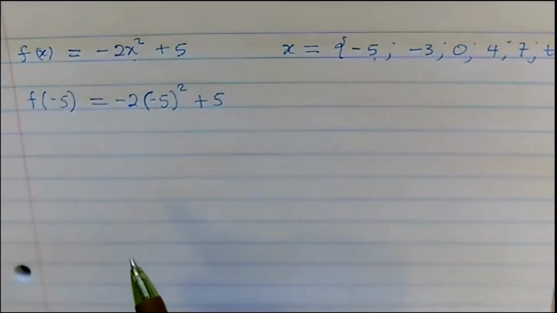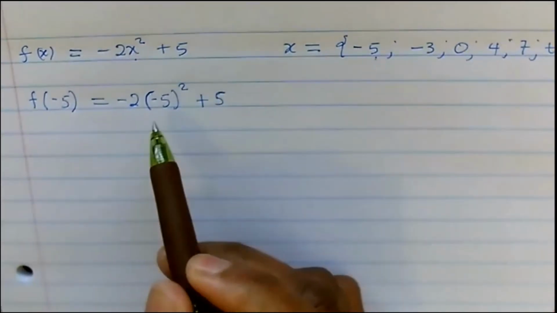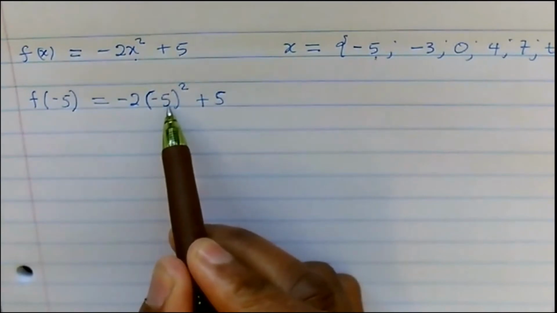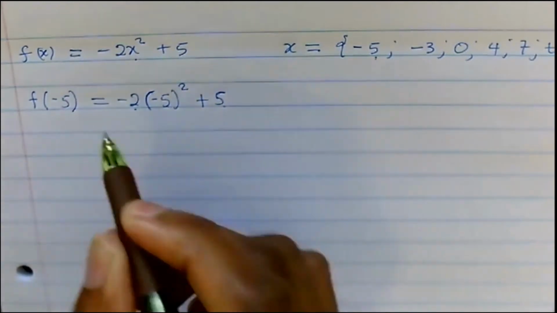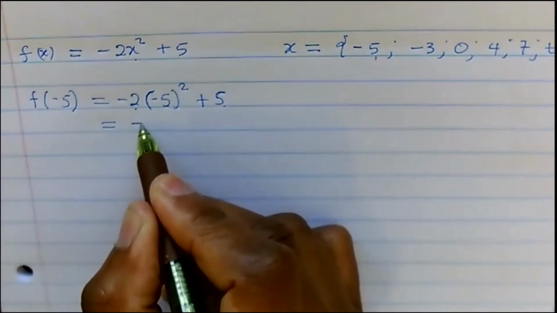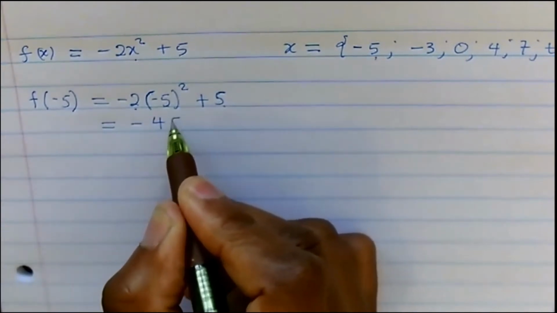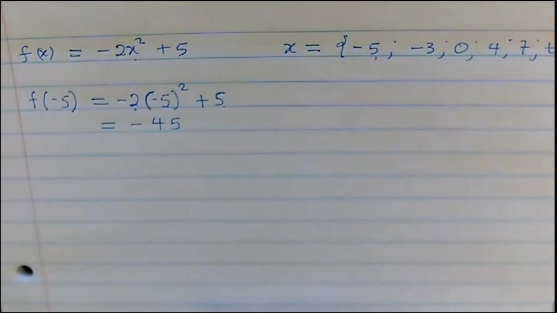Then doing a quick calculation, I think we can do this by inspection. -5 squared is 25, and then times that by -2 is -50. -50 plus 5, learners, obviously is negative 45. So we have the first one.